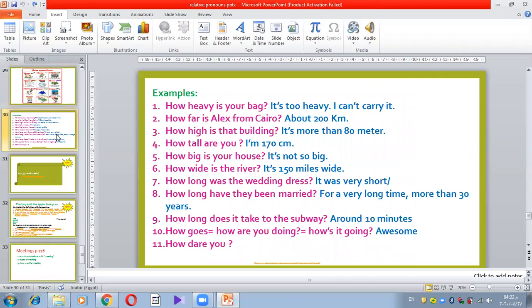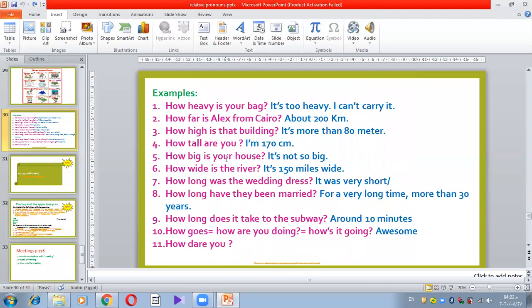I've got more examples and answers as well. How heavy is your bag? It's too heavy. I can't carry it. How far is Alex from Cairo? About 200 kilometers. How high is that building? It's more than 80 meters. How tall are you? 170 centimeters, for example. If you don't know the exact number, you can say around. Okay. All of them are adjectives.